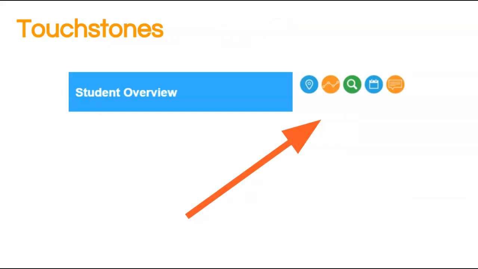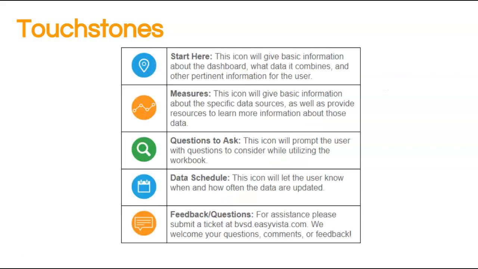In the upper right corner of every VizLab data view, you will see these 5 icons that we call the touchstones. The touchstones provide more information in multiple areas. The location point is a Start Here. This icon will give basic information about the dashboard, what data it combines, and other pertinent information for the user.